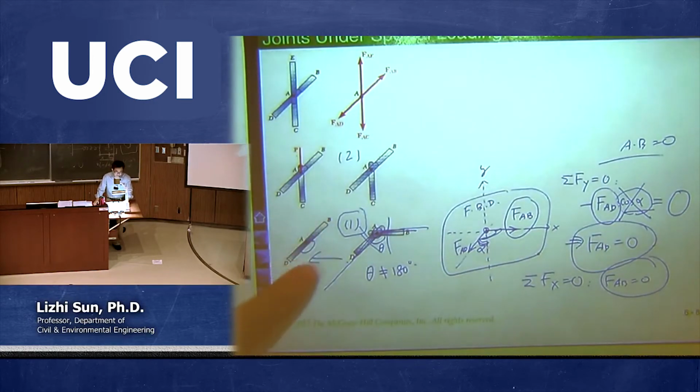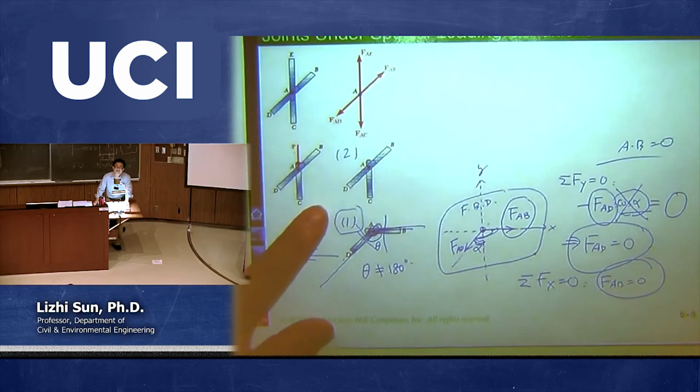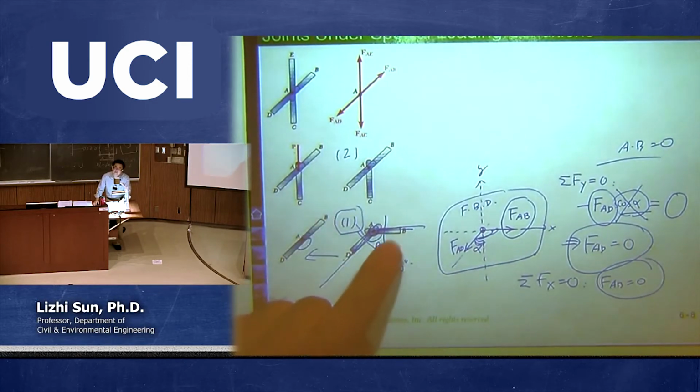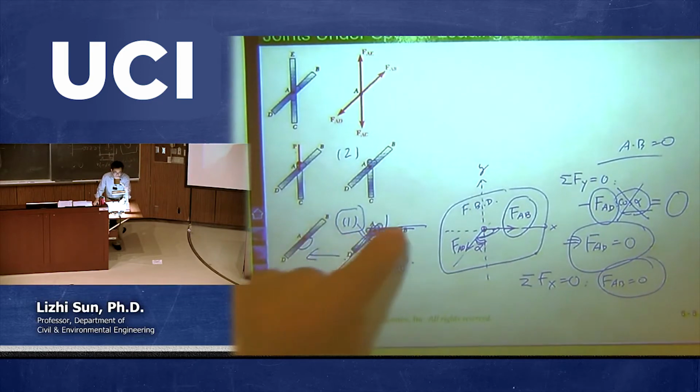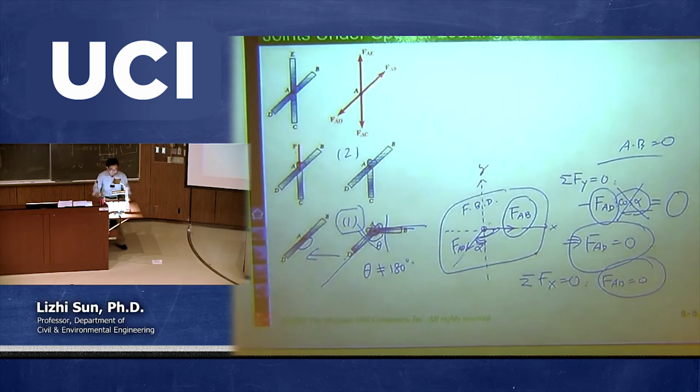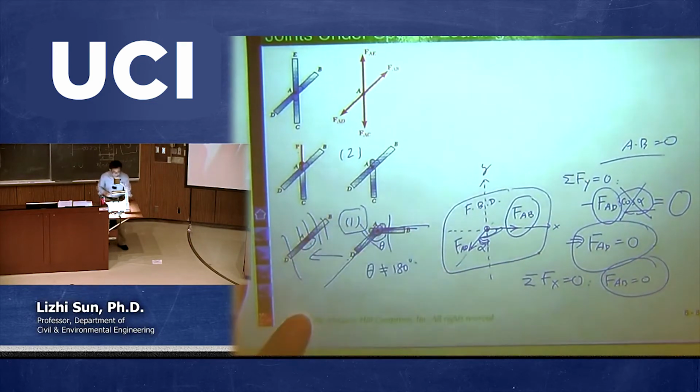Because this is 180 degrees, typically you cannot get a very useful conclusion. But this is a very, very useful conclusion. This is a very useful situation. The conclusion is simply both members have 0 forces. So that's why I call this case 1. For the time being, let's forget about this case.